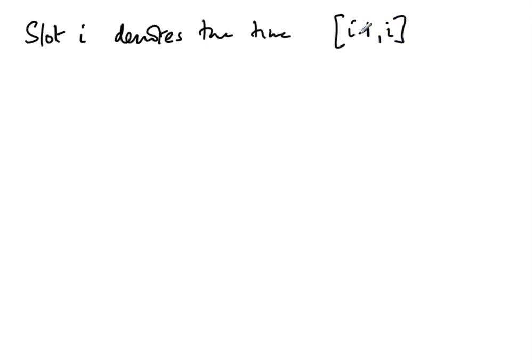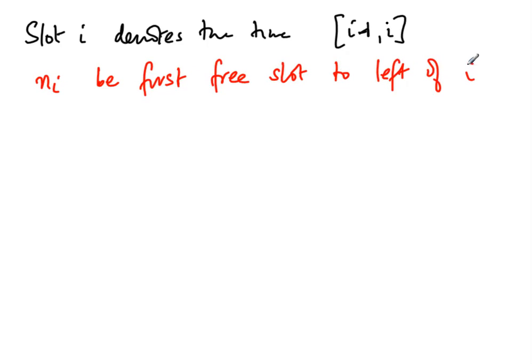So just to remember, slot i denotes the time from i minus 1 to i, right? So this is what we mean by slot i, the time from i minus 1 to i. Now let N_i be the first free slot to the left of i, right? So this is the latest time slot that I can put without crossing i. So in general, of course, N_i is going to be less than or equal to i. If i itself is free, then N_i is i, but it could be something strictly smaller.